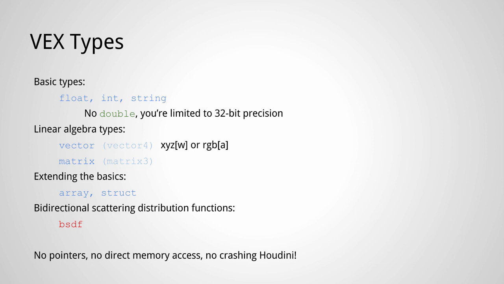And last but not least, the mysterious bidirectional scattering distribution function type. We will not be defining our own BSDFs, although we may be blending the predefined BSDFs together. So a BSDF is just a way of describing how light interacts with a surface.